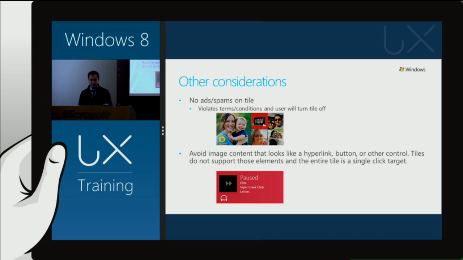And avoid using any type of images in your tile that represent any glyphs or controls. Tiles are just a one-target trigger. So it's one click, one tap trigger. So if you have any type of images that represent glyphs like a play or pause button, it actually can't trigger that type of activity, and it's going to set false expectations for your user.